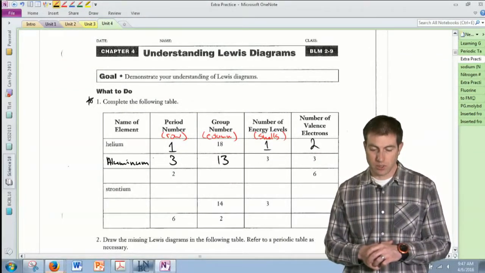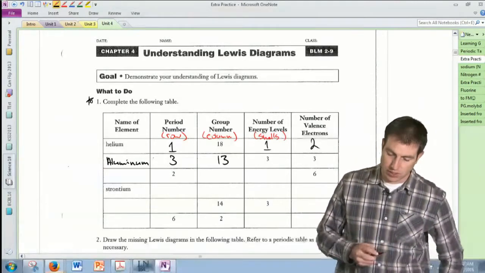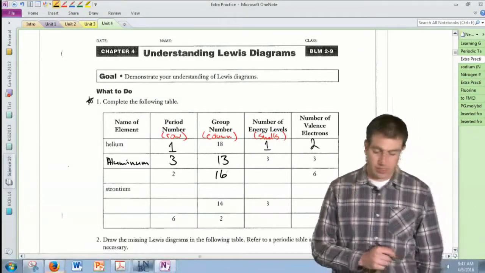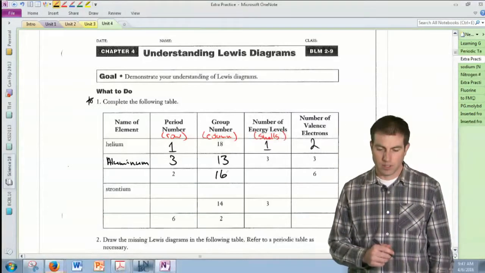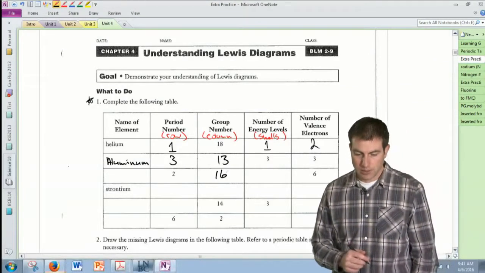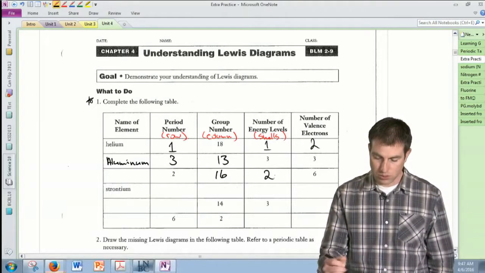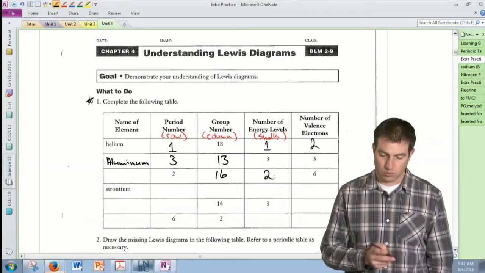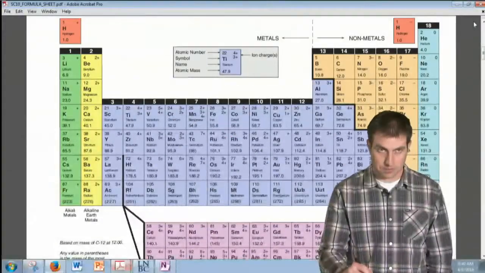The next one's telling you it's in row 2 and it has 6 valence electrons. As soon as I see 6 valence electrons, I know it is in the 16th column, or group number 16. If it's in row 2, it has 2 shells. It's just the way it works. So if you are in the second row or second period, the 16th group, you are oxygen.